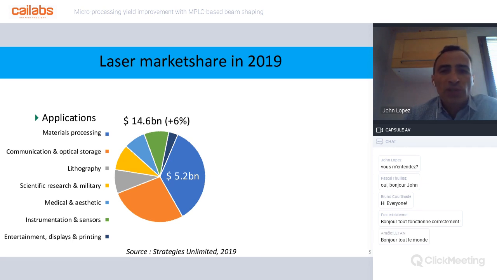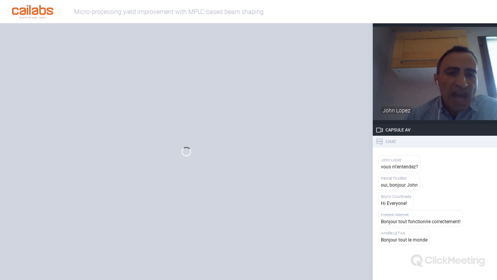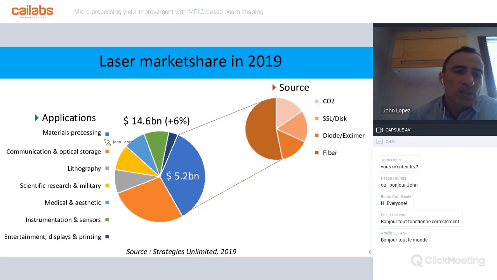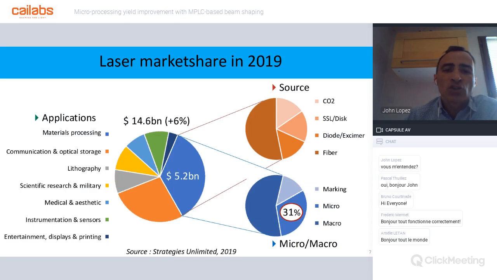So, what are the numbers? The laser market share in 2019 was about $15 billion. And if we consider material processing, it's about a third of that. We can consider the laser technology, but we can see the share as well according to the process: marking, macro, and micro. And you will see that micro represents about 31% of material processing. So the volume in terms of laser sales is about $1.5 billion.